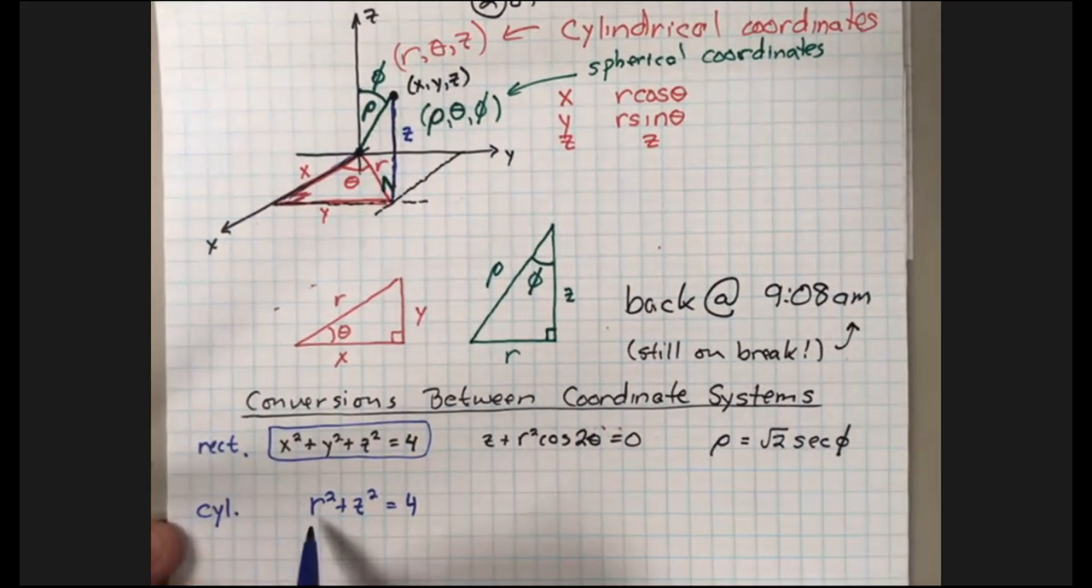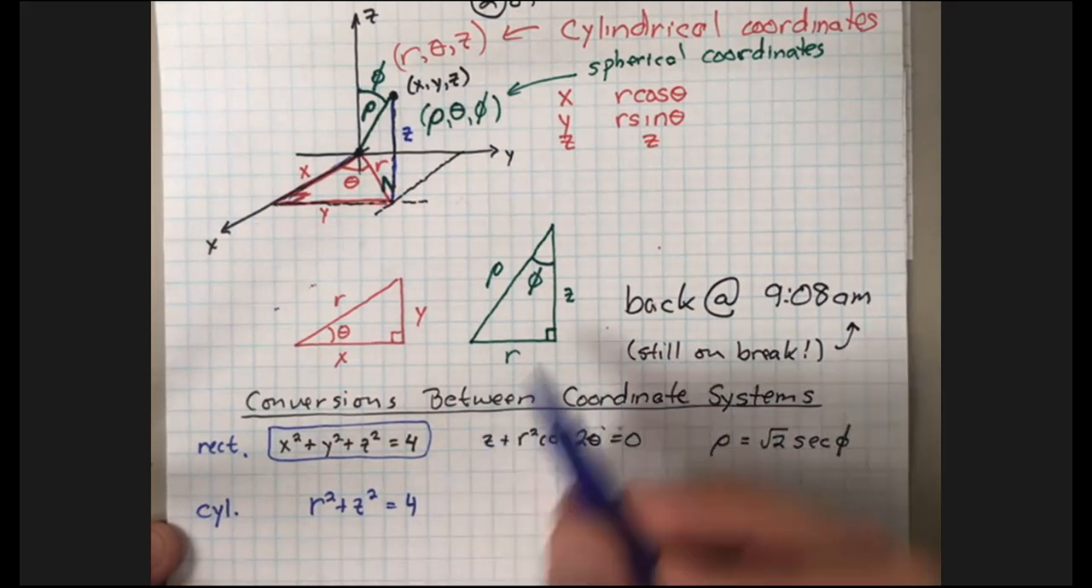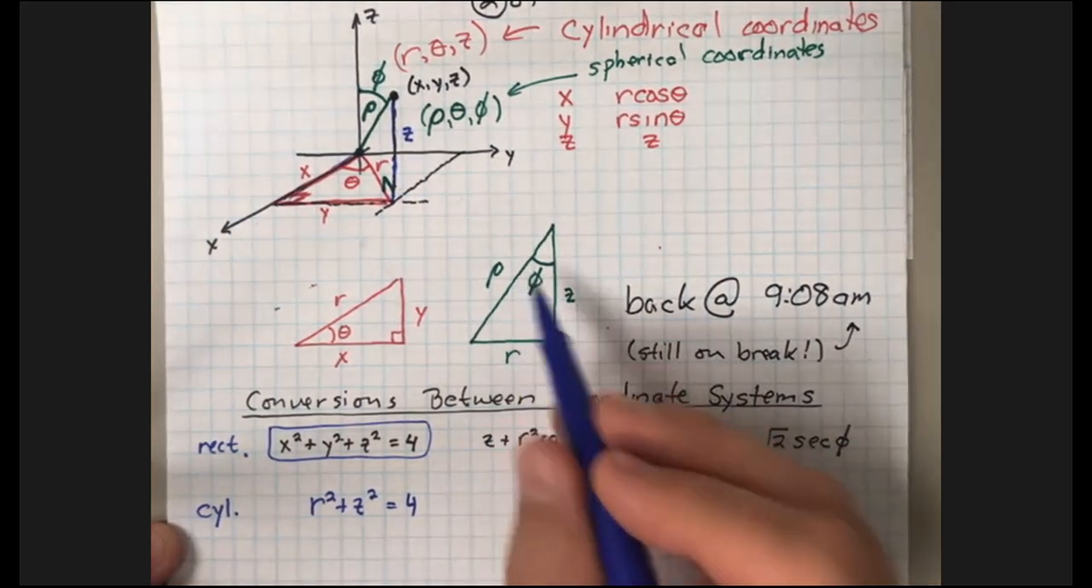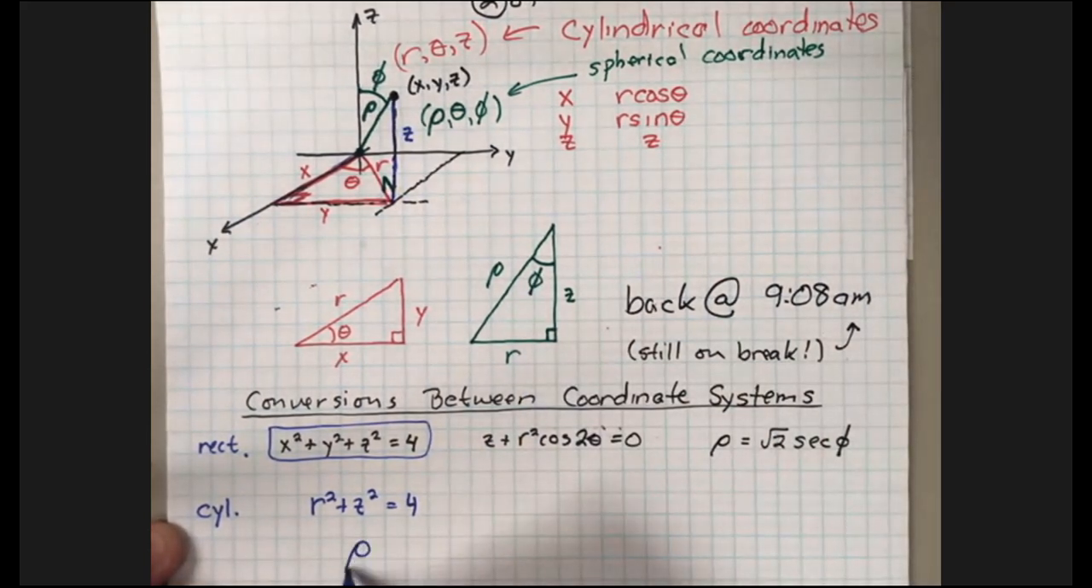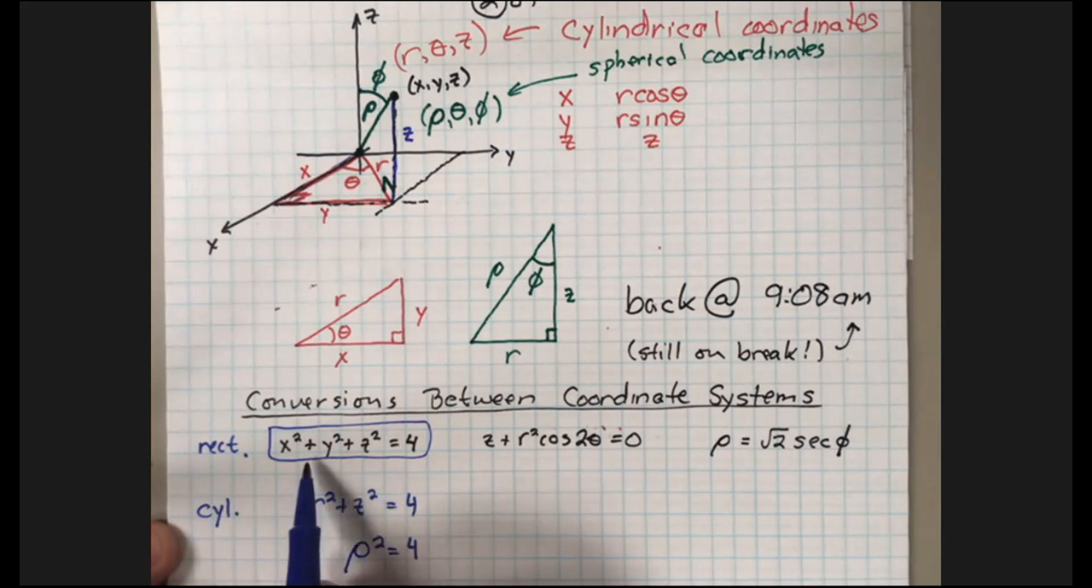It's not going to take much to go from there to spherical coordinates, because from this green triangle, you see that r squared plus z squared is rho squared. So now rho squared is 4, or rho, which represents distance from the origin, is plus or minus 2. Now, from the beginning, you knew that this was a sphere of radius 2. But isn't it a little more poetic or beautiful to say a sphere of radius 2 is rho equals 2.